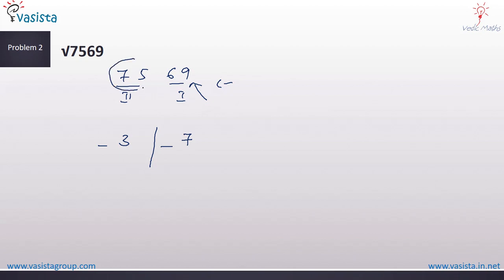Now we are supposed to find where exactly 75 comes. 75 comes between 64 and 81. 64 is 8 square, and 81 is 9 square. So take this 8, the lesser one. It is 83 or 87. The square root of 7569 is either 83 or 87.